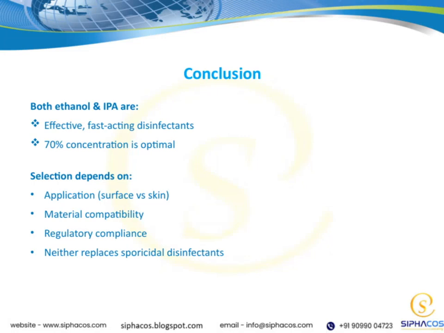In conclusion, both ethanol and isopropanol are effective and fast-acting disinfectants, making them reliable choices for many cleaning needs. When considering concentration, 70% is generally the optimal level because it balances efficacy with material compatibility. Choosing between them depends on several factors. For example, the application matters, whether you're disinfecting surfaces or skin, since certain formulations are better suited for one or the other. Material compatibility is also key, as some surfaces may be sensitive to certain alcohols. Additionally, regulatory requirements can influence your choice, ensuring compliance with safety standards.